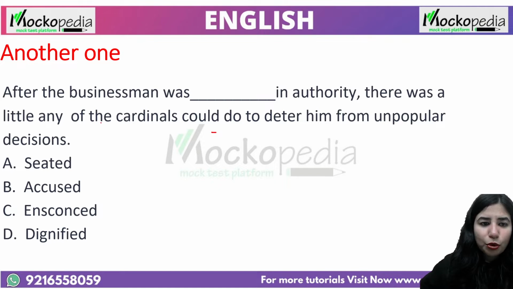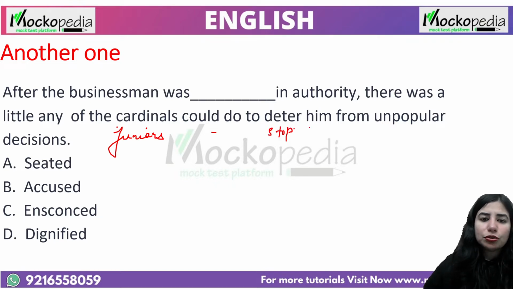Cardinals, just to inform you, if that is troubling you, finding it difficult, cardinals means juniors. Debtor is stop, right? So debtor is to stop. So that would make your game easy.